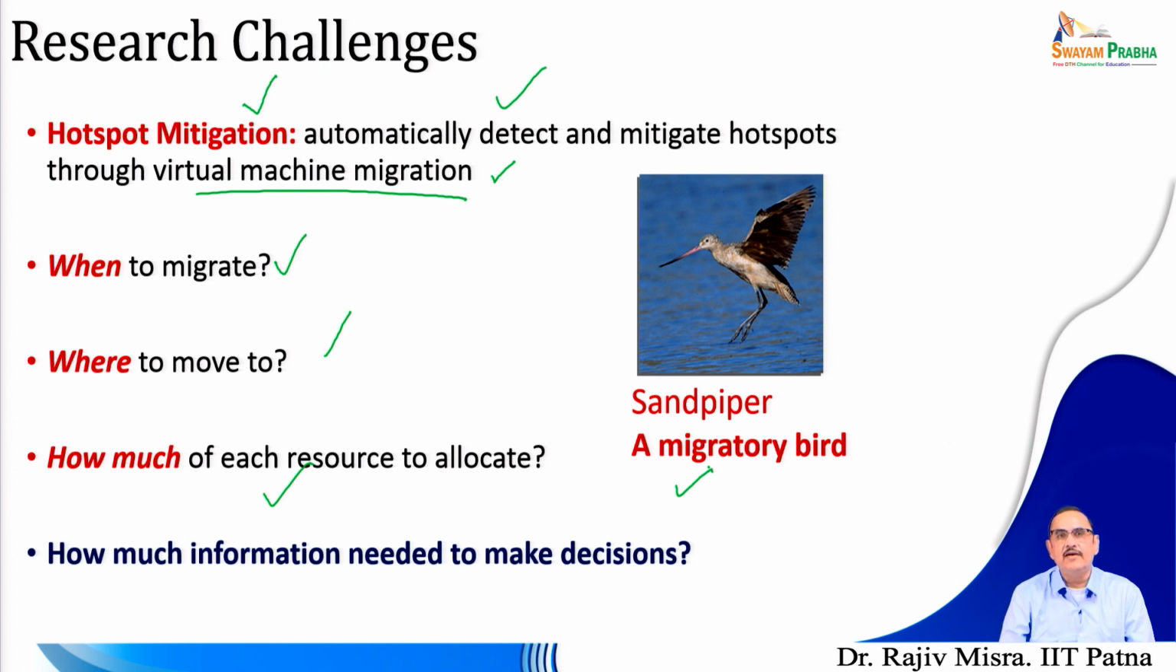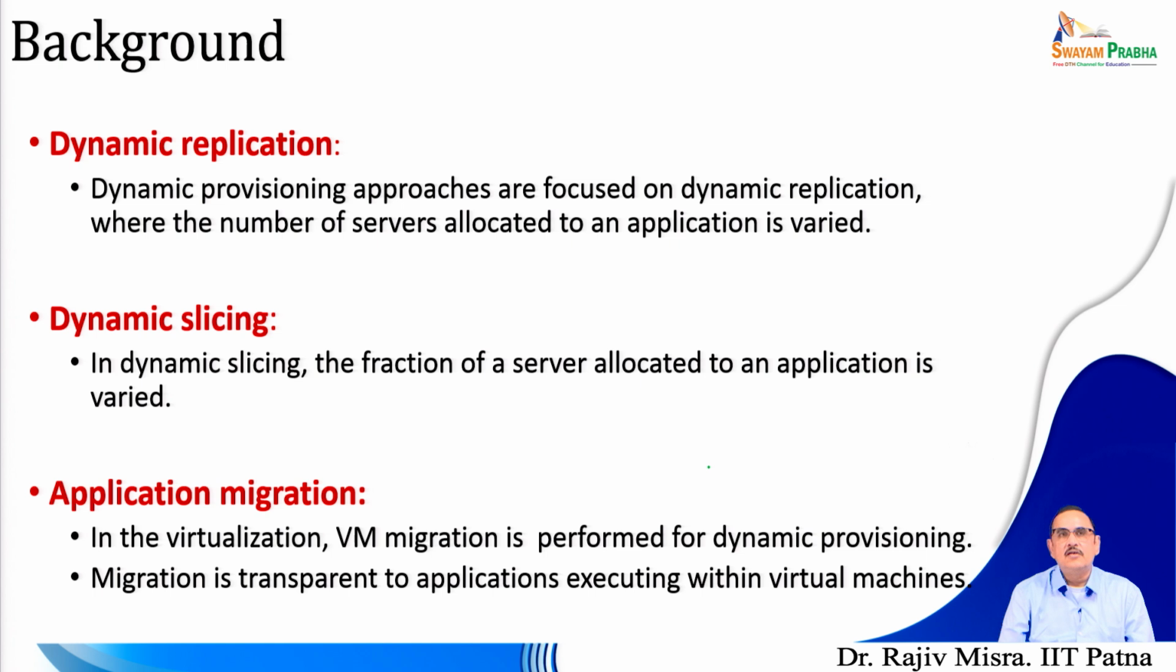So, how much information is needed to make these particular decisions? Let us understand through some background. Dynamic provisioning approaches are focused on dynamic replication, where the number of servers allocated to an application is varied. In dynamic slicing, the fraction of the server allocated to an application is varied. In application migration, that is in virtualization, virtual machine migration is performed for dynamic provisioning, and migration is transparent to the application executing within the virtual machines.